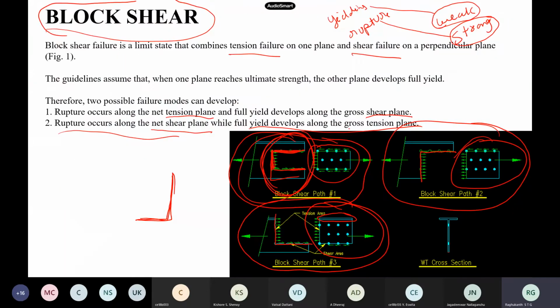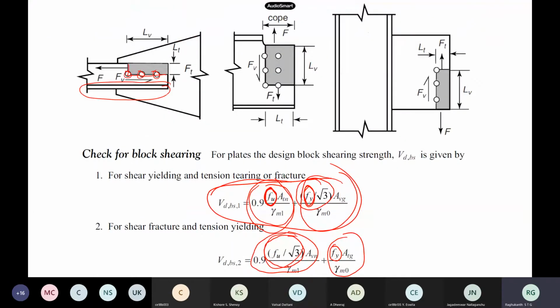Okay. So now another thing was block shear. Block shear, all of you already know. But the problem in practice is that there may be several paths. It may break in several ways. So you may have to do all the calculations, and whichever is the lowest, that is the design strength of your connection.